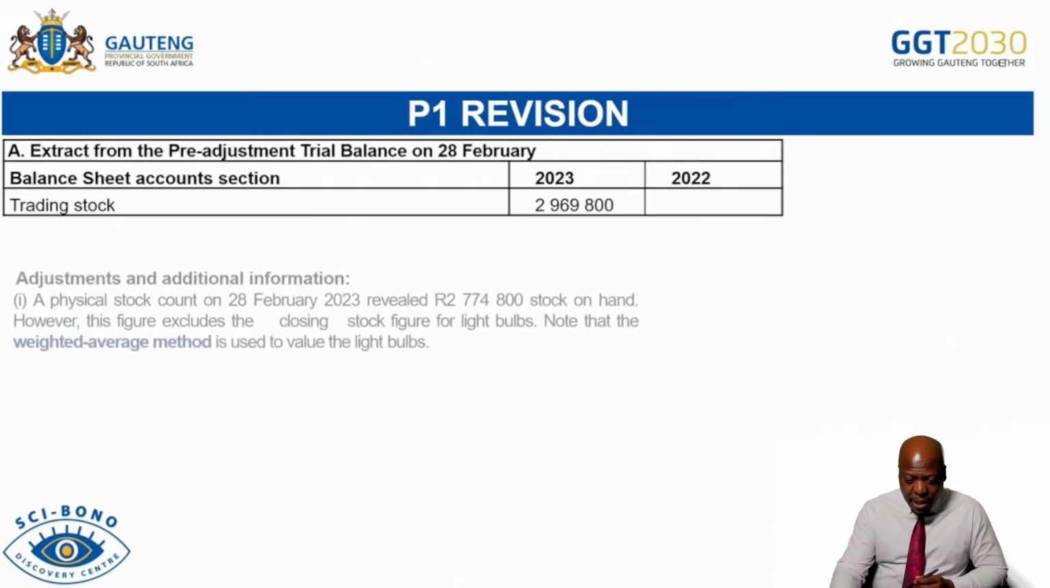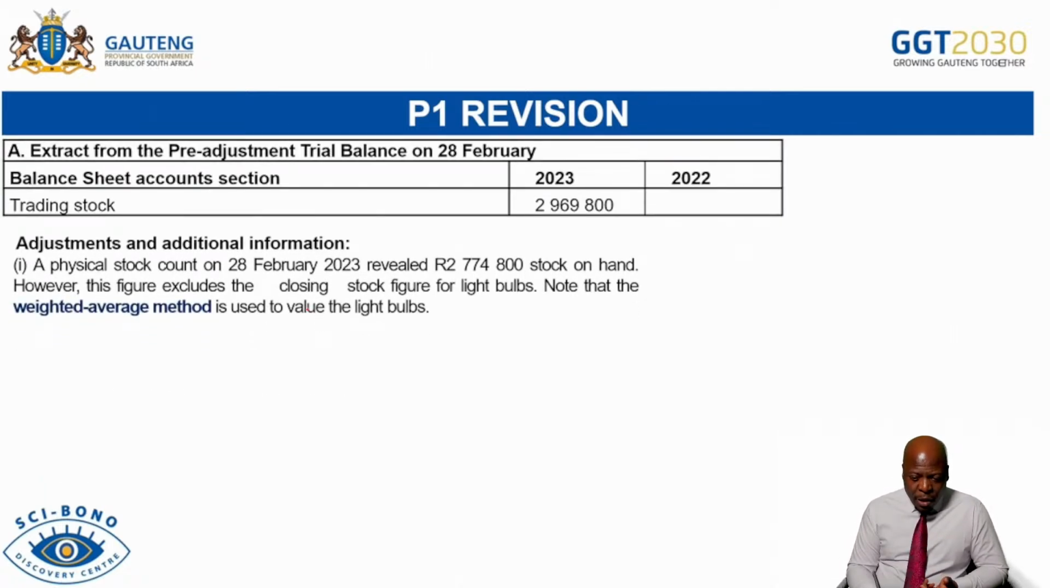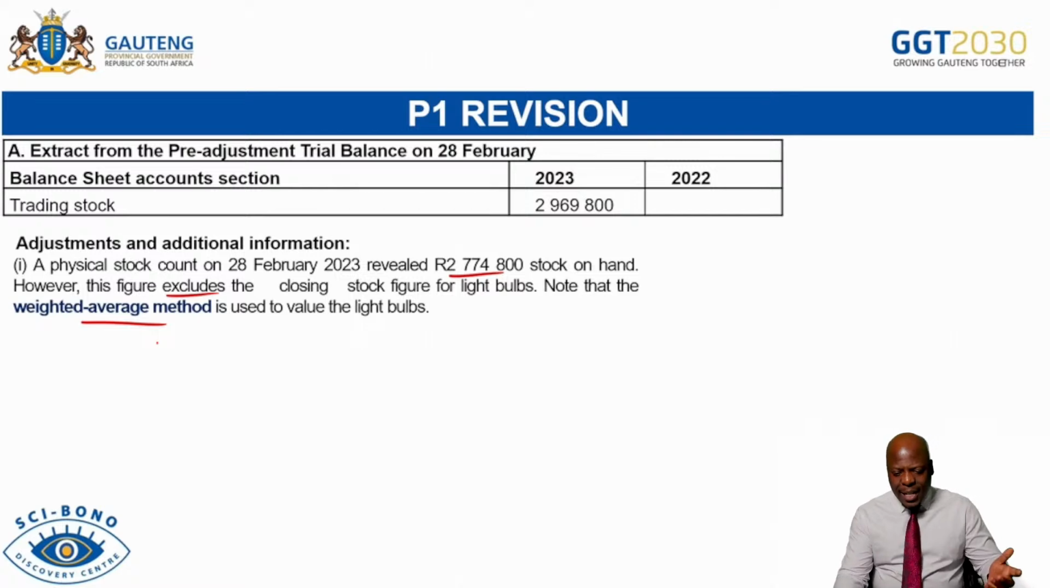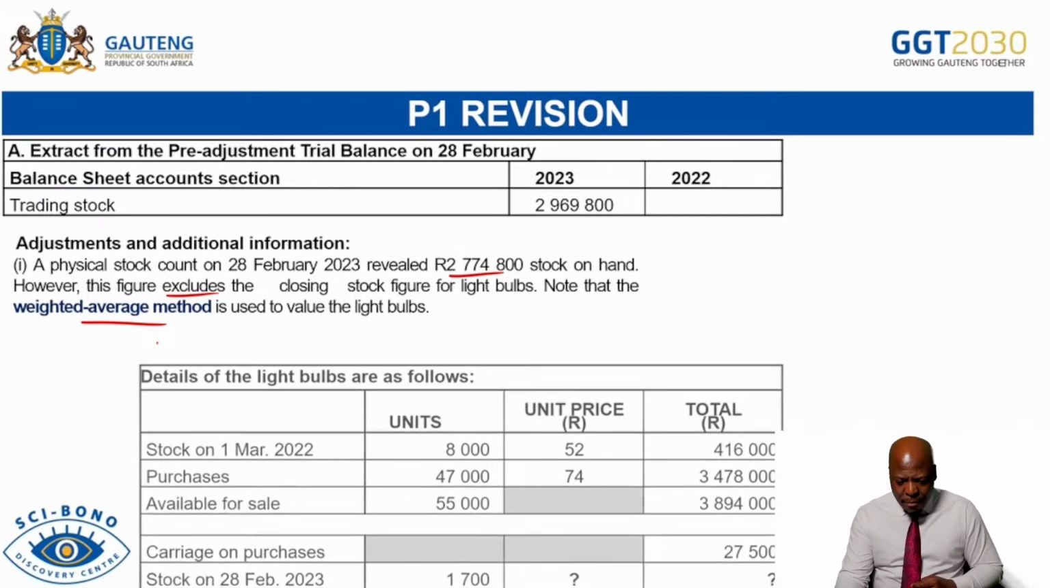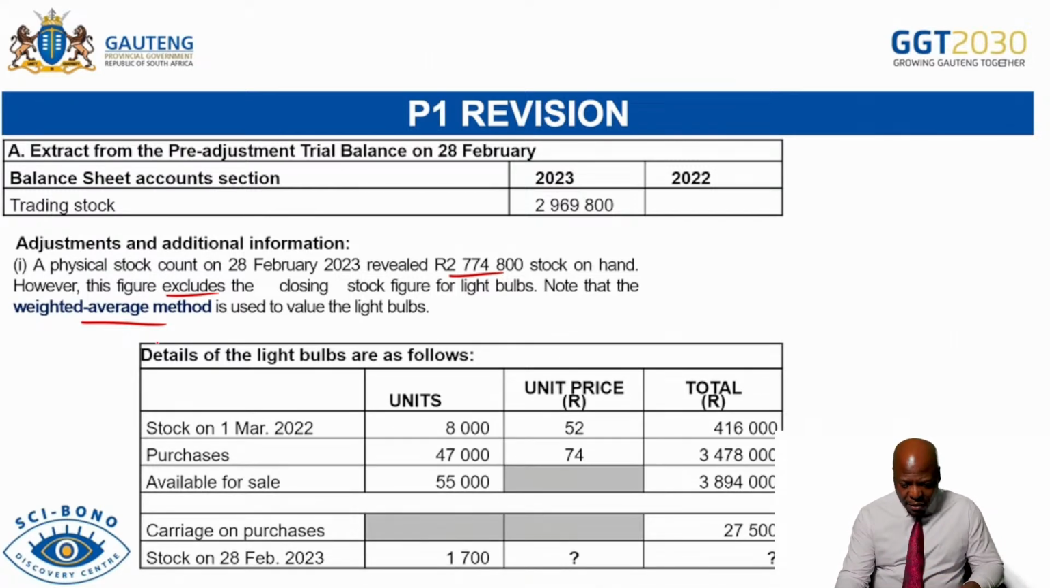All right, so here is the information that we're given, and we're told that a physical stock count on 28 February revealed 2,774,800 stock on hand. However, very key, this figure excludes the closing stock figure for light bulbs. Note that the weighted average method is used to value the light bulbs. So what we're required to do here is to calculate the value that has been omitted. And here's the information that we are given. So let's quickly begin our calculations.